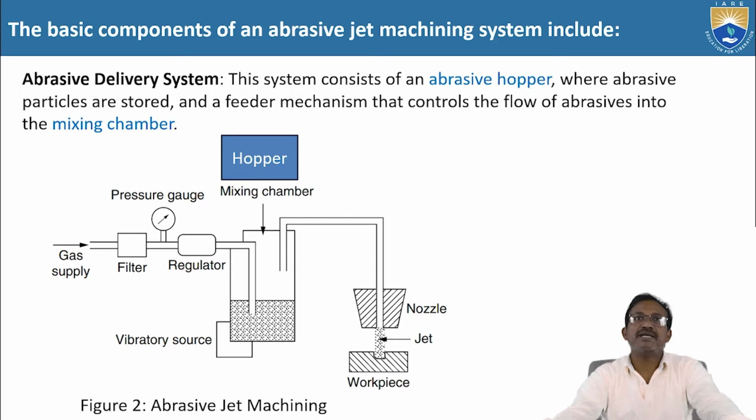The basic components of an abrasive jet machining system include, first, the abrasive delivery system. This system consists of an abrasive hopper, where abrasive particles are stored, and a feeder mechanism that controls the flow of abrasives into the mixing chamber. This is the mixing chamber where the mixing will happen.